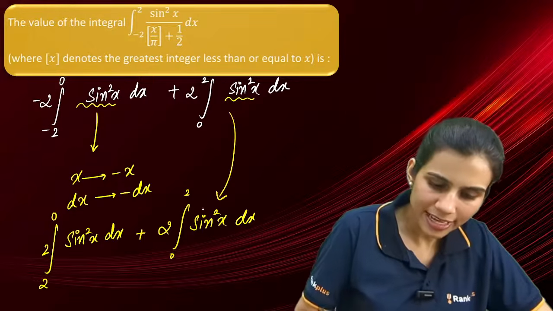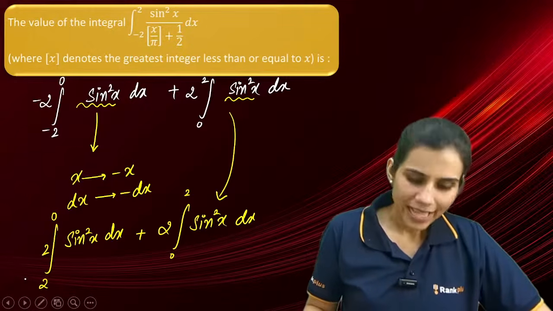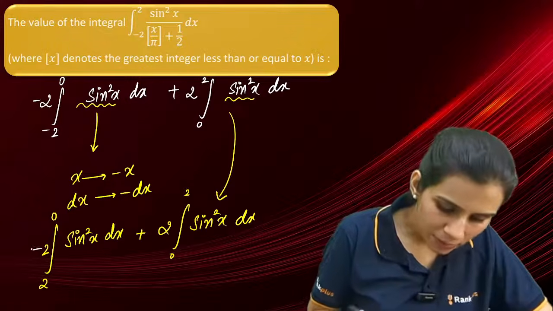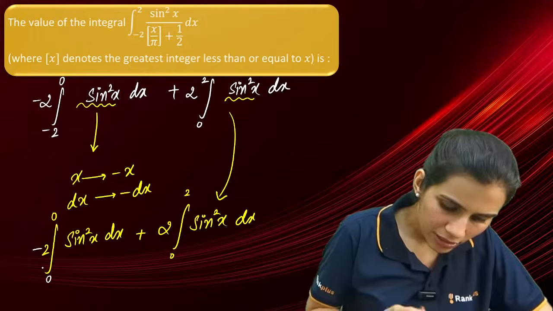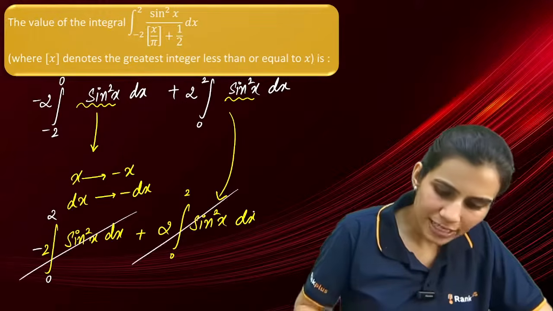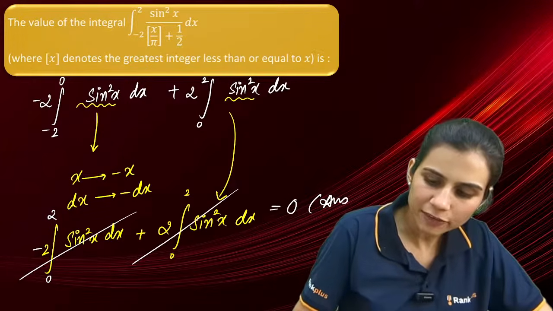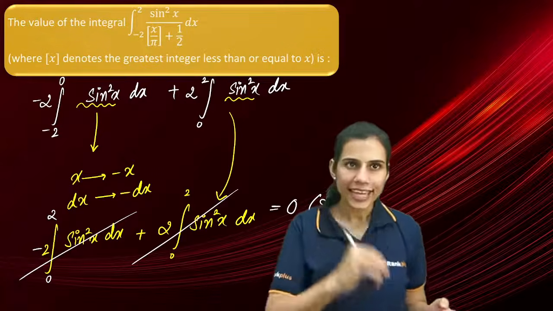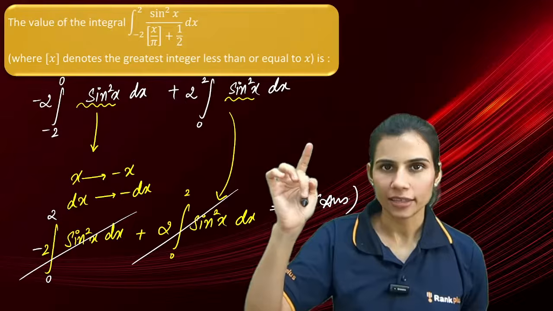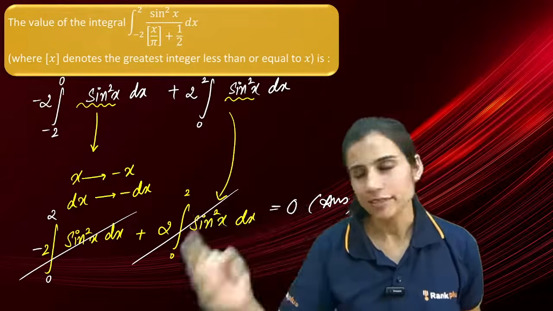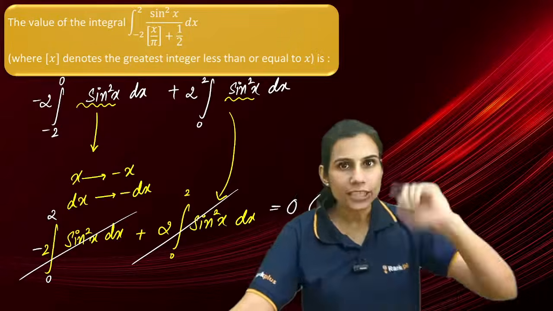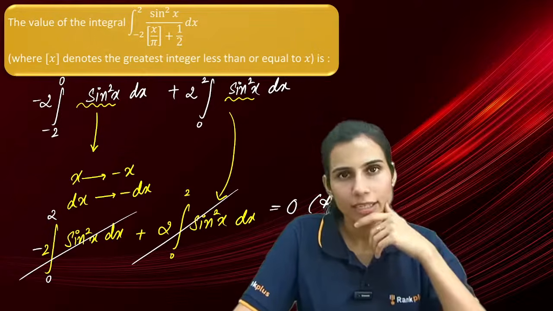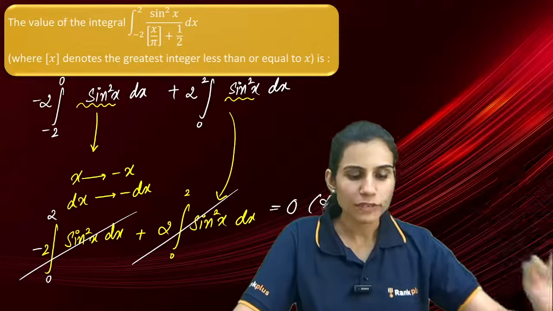This part is as it is. And you can see 0 to 2, 2 to 0. What will you write this? Minus of 0 to 2, which means they both cancel out. Your answer is a big fat 0. Basically, the situation was integral a to b plus integral b to a of the same integrand. The answer is 0 because of the interchange of limit property. Remember, integral a to b is nothing but minus of integral b to a. And that is why eventually they both cancel out to give you 0 as the answer.